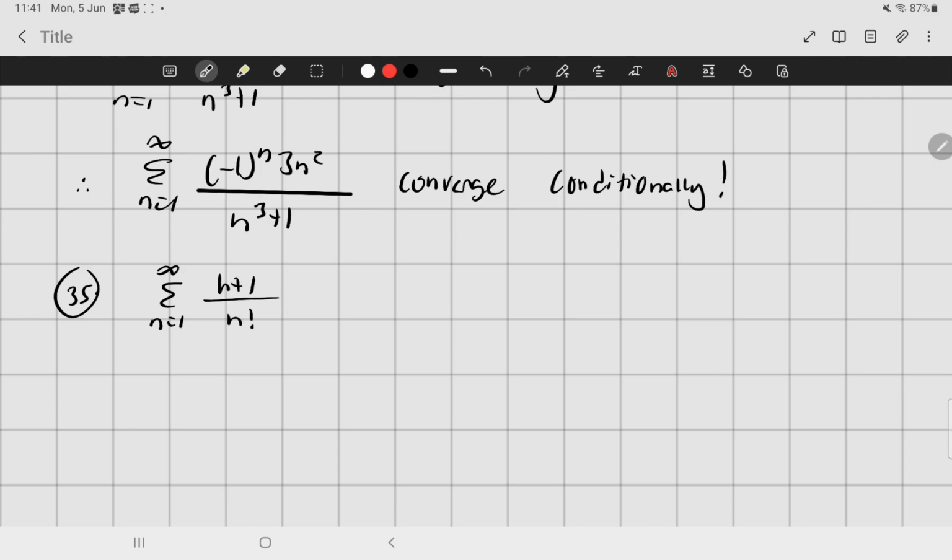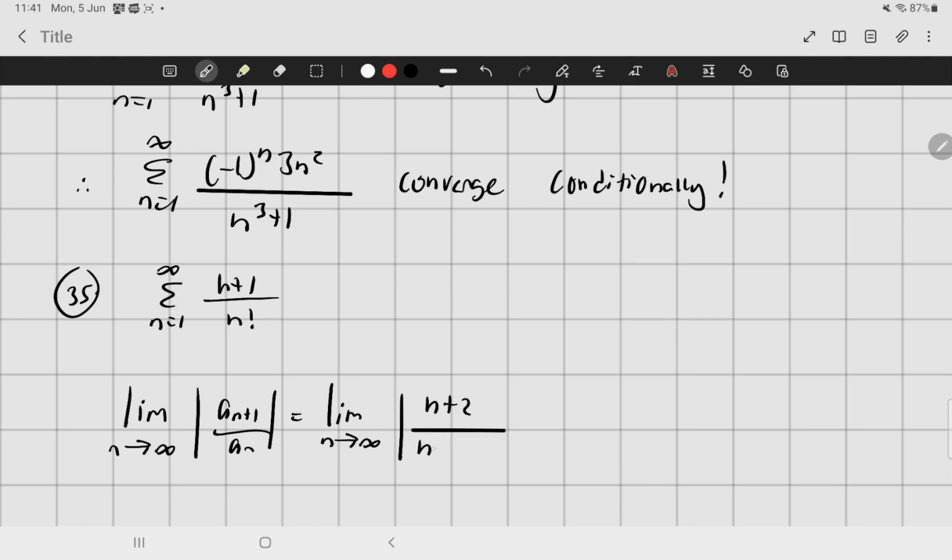Ratio test, what does it tell us? If p is equal to 1, the test fails. If p is larger than 1, it diverges. If p is less than 1, it converges. Okay, so let's see. Over n plus 1, n factorial, by replacing everything in.